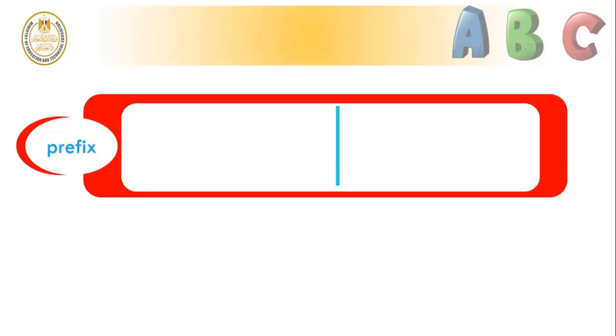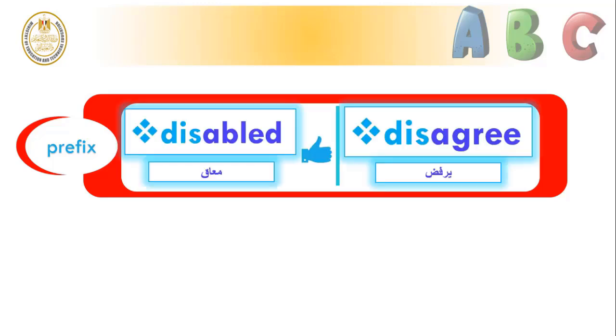Now we are going to speak about prefixes. And prefixes, قلنا البادئات أو مقطع بيتحط في أول كلمة عشان يغيرها لنا إلى مقطع آخر. Let's check. Number one, disabled. طبعا able بمعنى قادر على و disabled بمعنى معاق. Agree, يوافق, و disagree, يرفض.